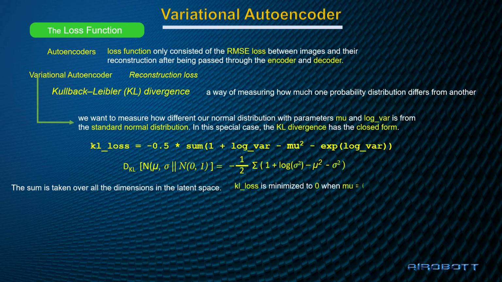KL_loss is minimized to 0 when mu equal to 0 and log_var equal to 0 for all dimensions. As these two terms start to differ from 0, the KL_loss will increase.